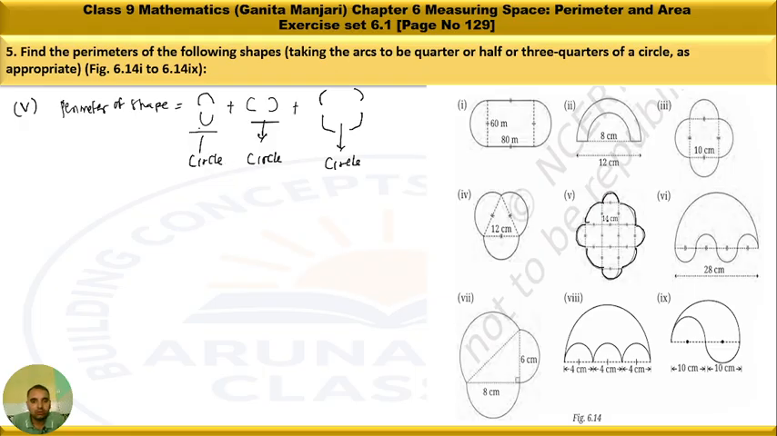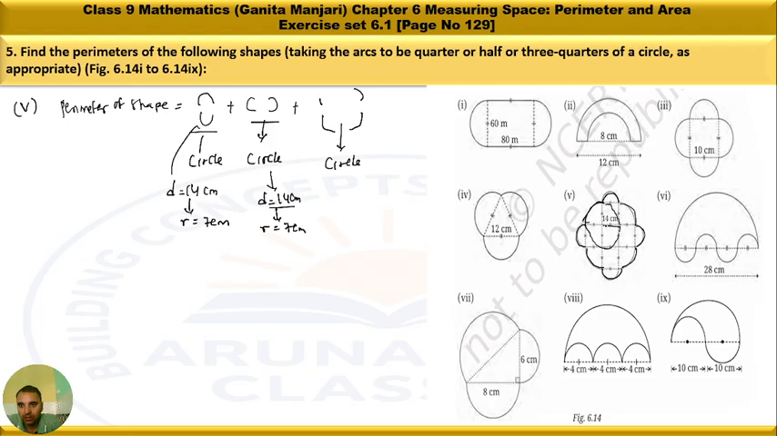Now this particular length is given as 14 centimeter. Here where the semicircles are, the diameter is given as 14 centimeter. If the diameter is 14, the radius will be 7 centimeter. Here also for these two semicircle parts, the diameter of the circle is 14 centimeter, so the radius will be 7 centimeter.